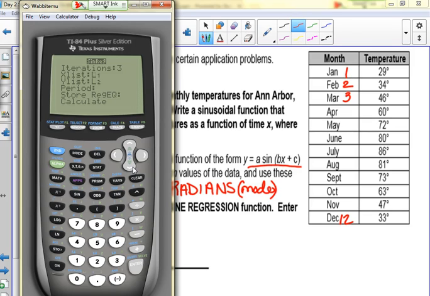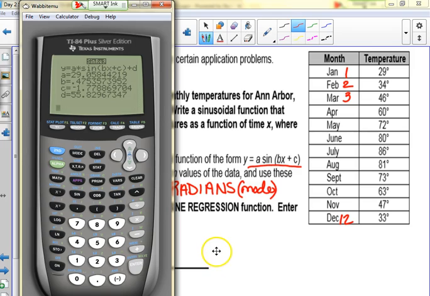I don't know. We're going to make sure it says list 1 and list 2. We're not going to preset the period. We're going to let it do that. If you want to store it, which I would suggest, it's vars, arrow to the right, okay, calculate. Takes a second, and it gives you a whole huge mess of yuck.